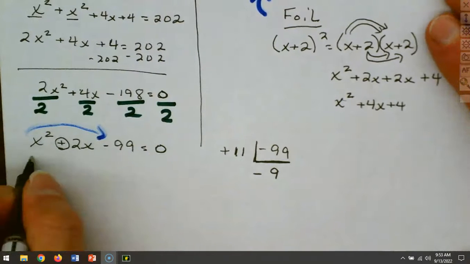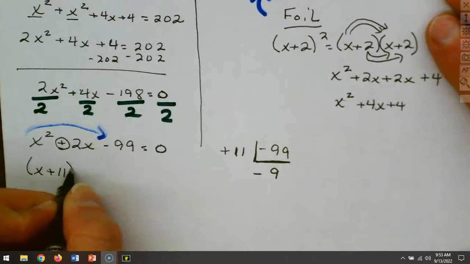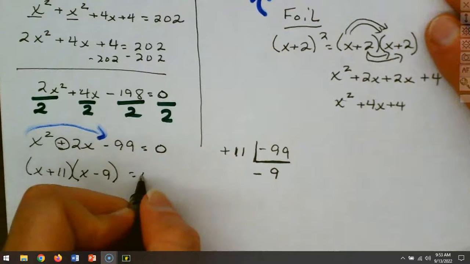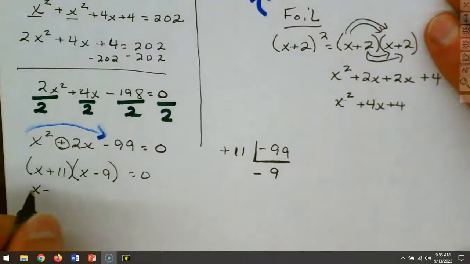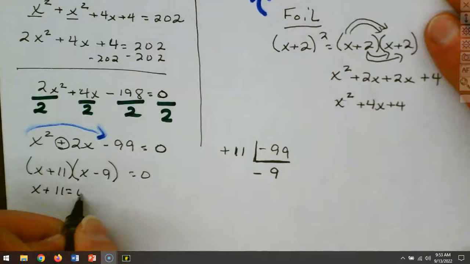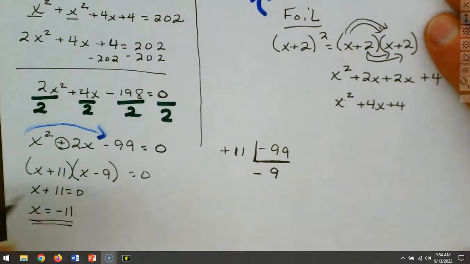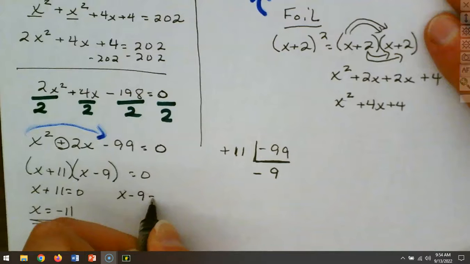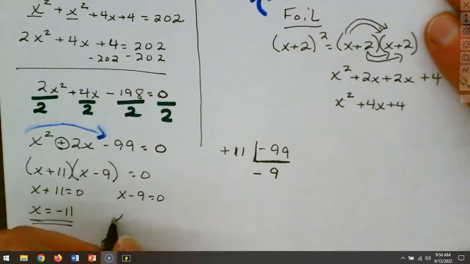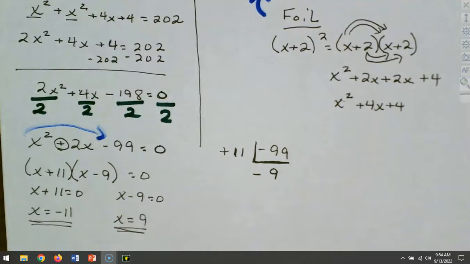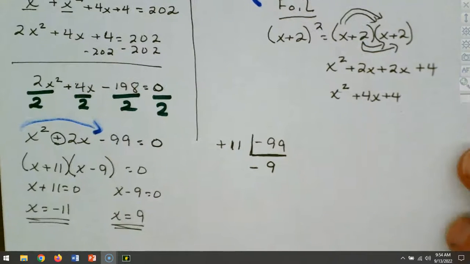This factors now into x plus 11, x minus 9 equals 0. So x plus 11 equals 0. So x equals a negative 11. X minus 9 equals 0. So make sure you switch your signs. And so x equals 9. Is everyone all right with that so far?